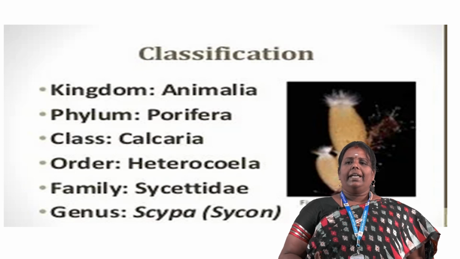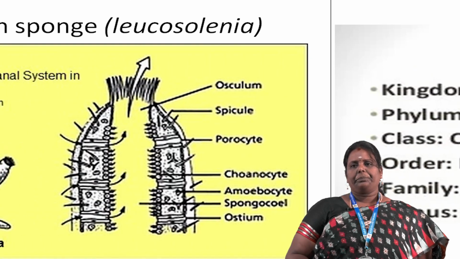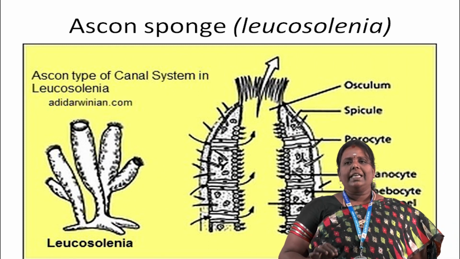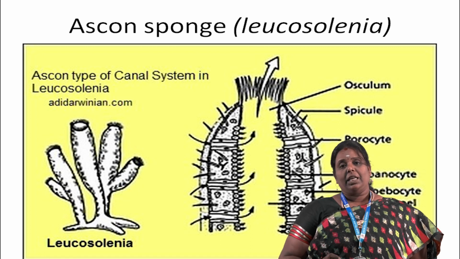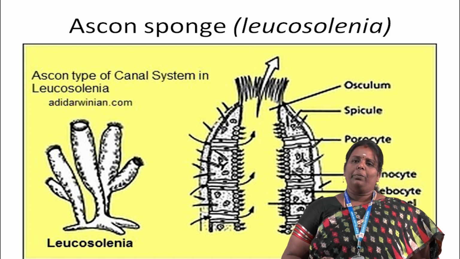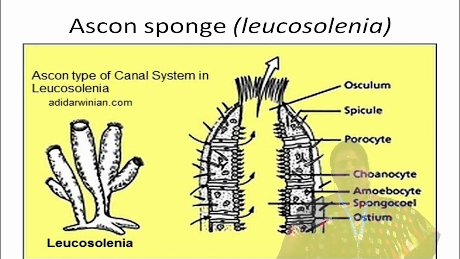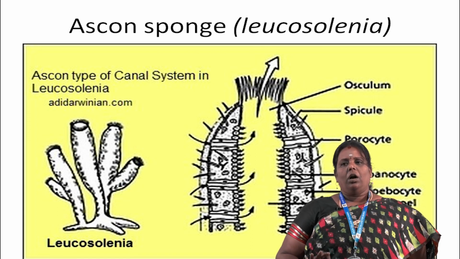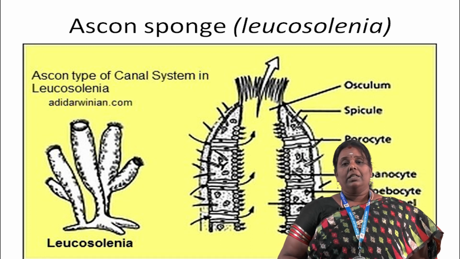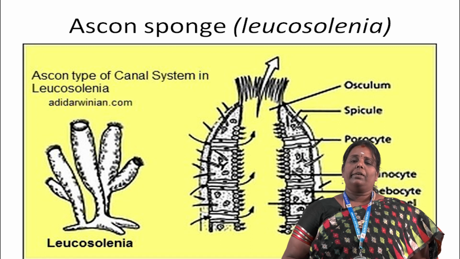These animals contain some pores. Next, this is the external structure of the sponge. This Ascon sponge's species name is Leucosolenia. That is Leucosolenia, the type of sponge that has pores in the body, and it contains some peculiar parts: osculum, spicule, porocyte, ostia, gonocyte, amoebocyte, spongiocyte, everything.